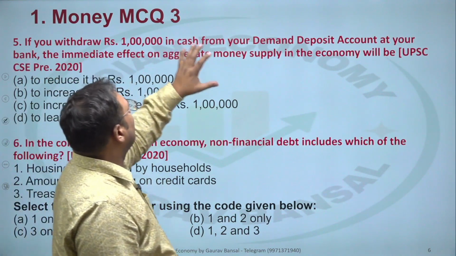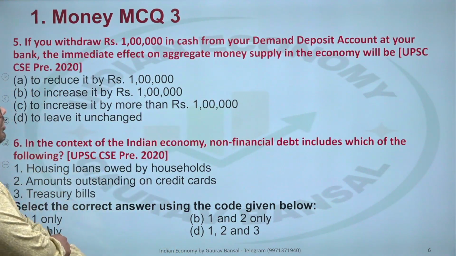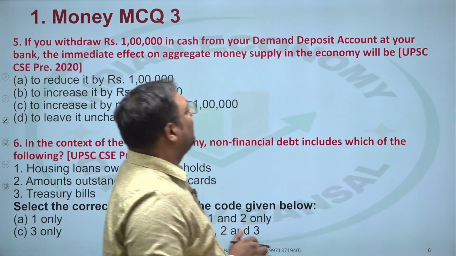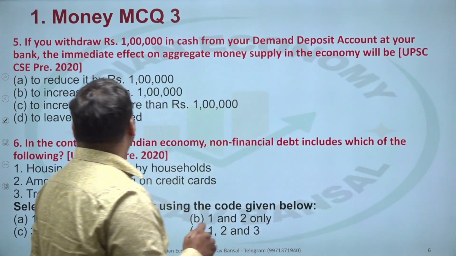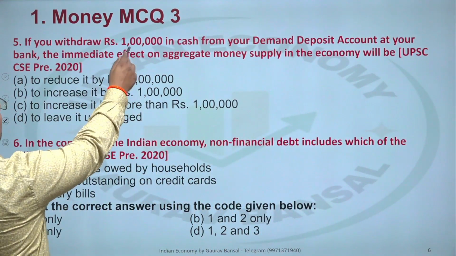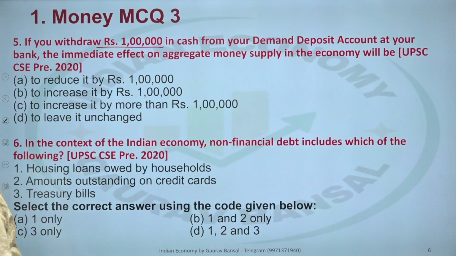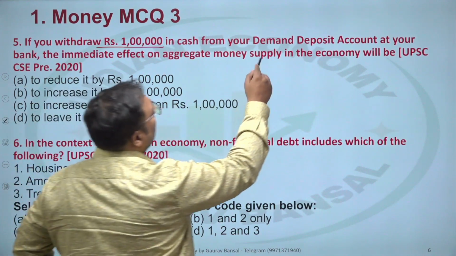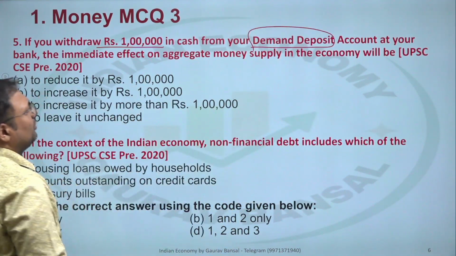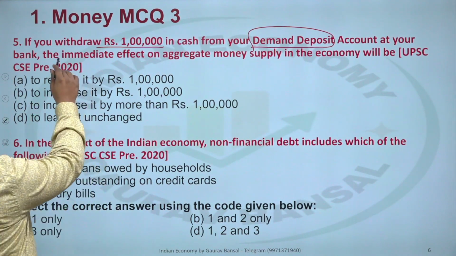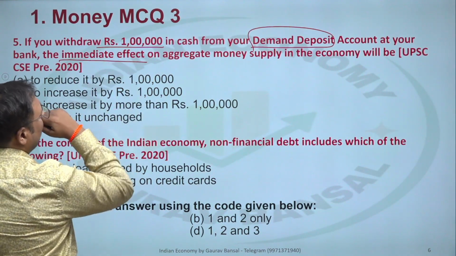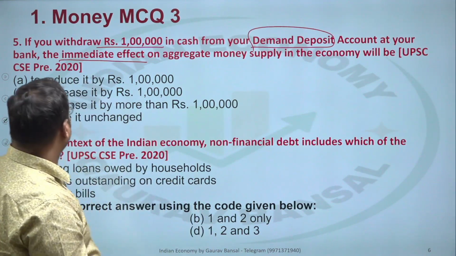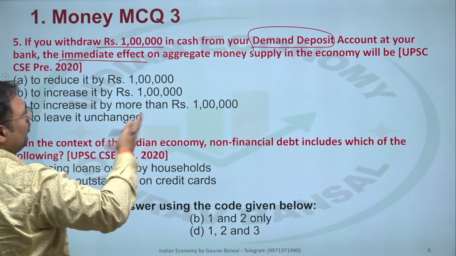Question number 5. If you withdraw 1 lakh rupees cash from your demand deposit account at your bank, the immediate effect on the aggregate money supply in the economy will be? If I withdraw rupees 1 lakh in cash, what will be the impact on the money supply? And it is from a demand deposit. Notice this. What will be the immediate impact? All this information is important. Will it reduce by 1 lakh rupees? It looks correct actually. If I'm withdrawing money, it should reduce.